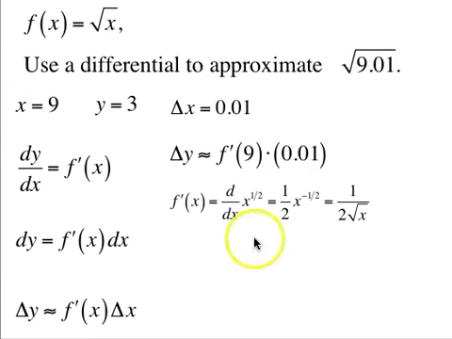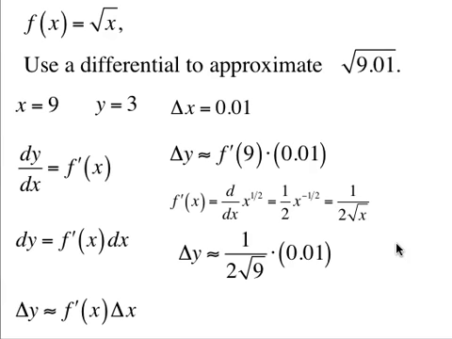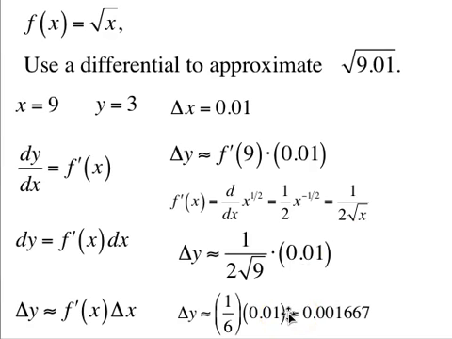But now how about my derivative? How about my f prime of x? Well, f prime of x is the derivative of x to the 1/2, which is 1/2 x to the 1/2 minus 1, 1/2 x to the negative 1/2, which is 1/2 times 1 over root x, or 1 over 2 root x. I'm going to plug 9 in for x. F prime of 9 is 1 over 2 times the square root of 9. That would be 1 over 2 times 3, or a sixth. So 1/6 times 0.01 gives me 0.001667. That is my approximation for the change in y.